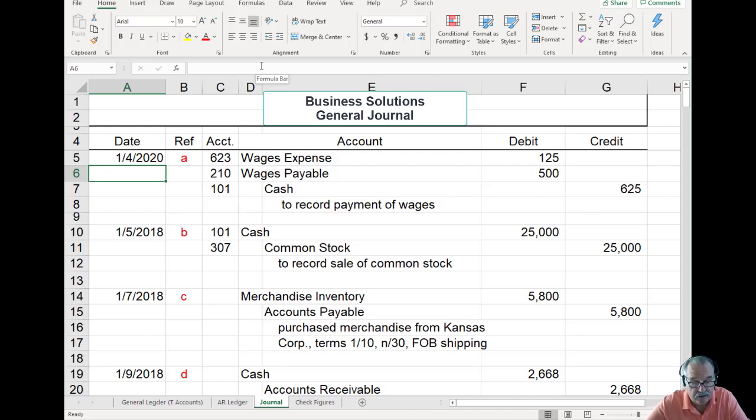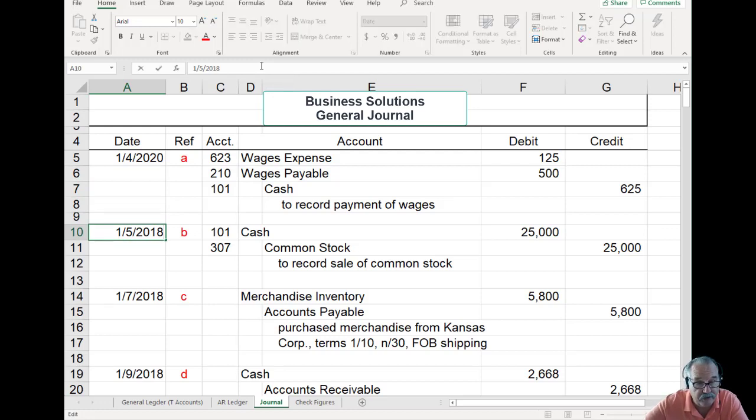Transaction B, she invested an additional $25,000 cash in the company in exchange for more common stock. So she's put some more money into the business and issued stock in exchange for that money. Debit cash and credit common stock, $25,000. This is transaction B.